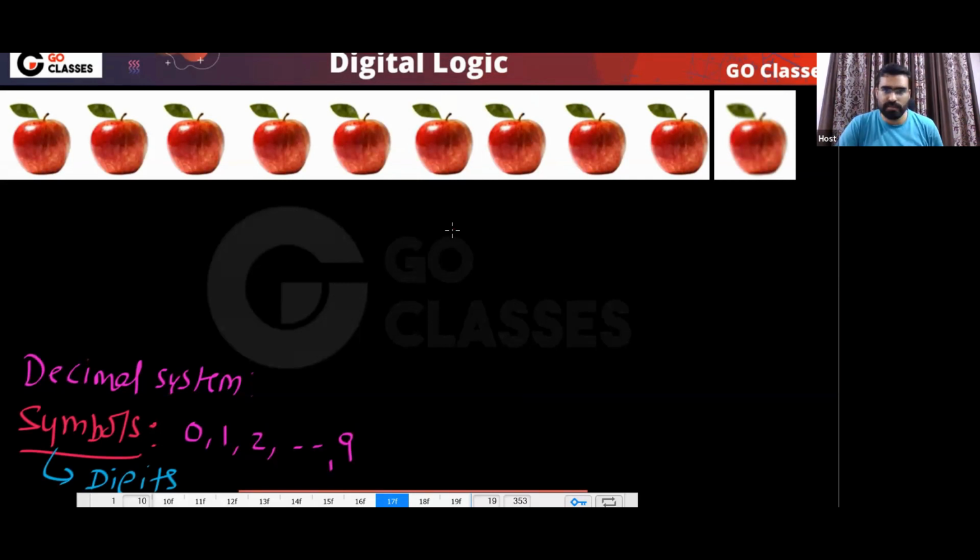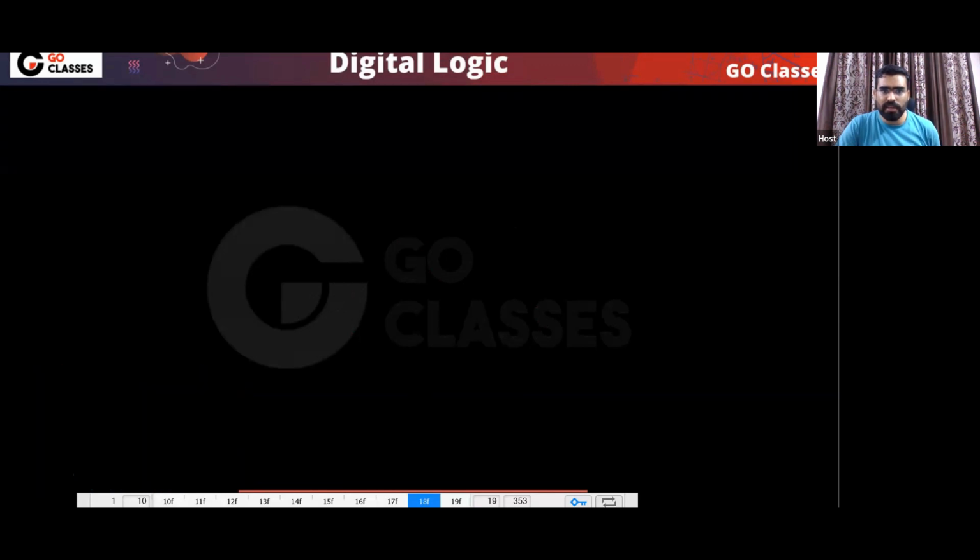I use one more digit. I use two symbols, because I am running out of the symbols. So I will use two symbols, 1 and then 0. This is the idea. Is this clear to everyone? These are the symbols you have: 0, 1, 2 and so on, up to 9.